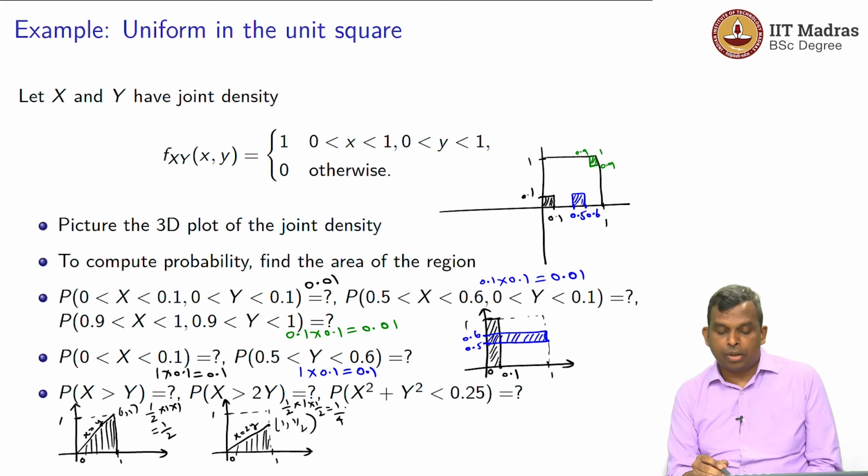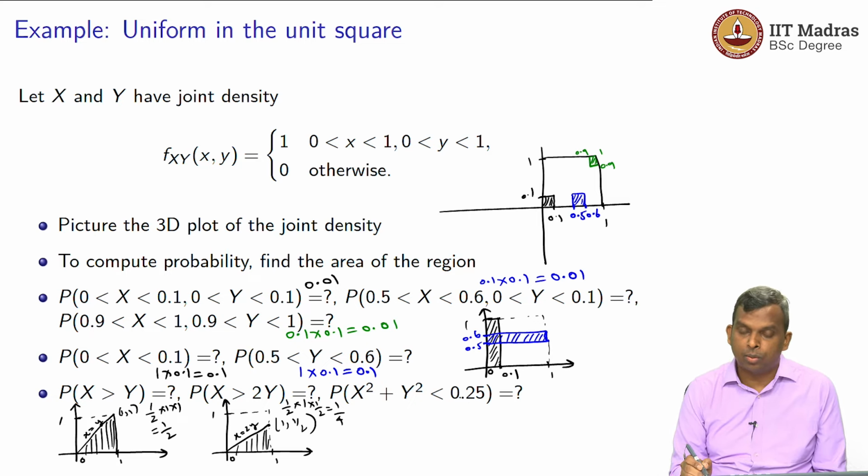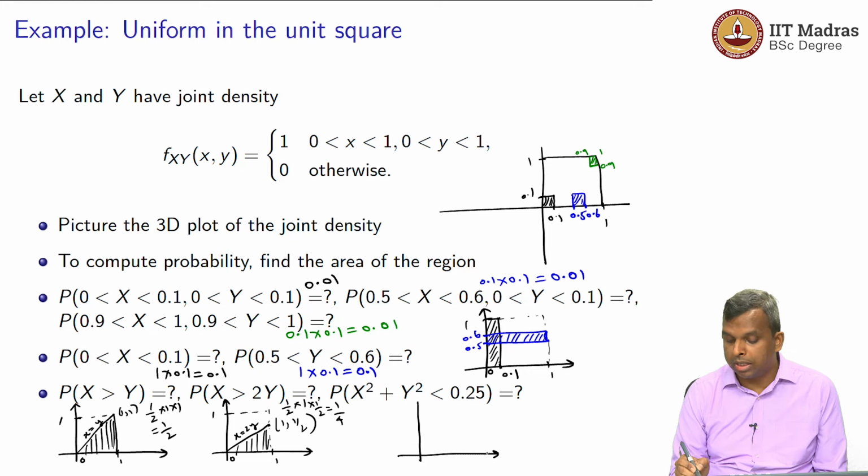And finally I have x squared plus y squared less than 0.25, right? 0.25, you know, is 0.5 squared. So this, from your experience, you may know is actually a circle, right? It's going to be a circle.